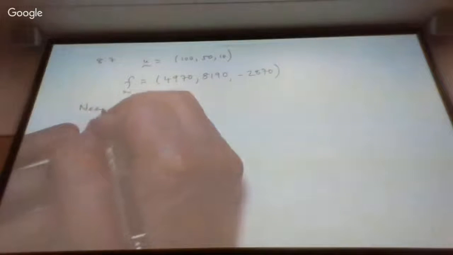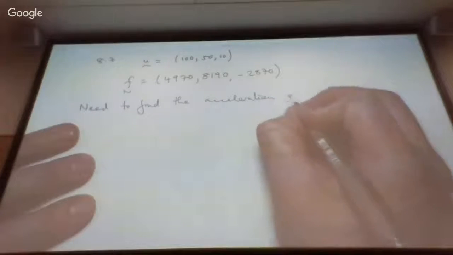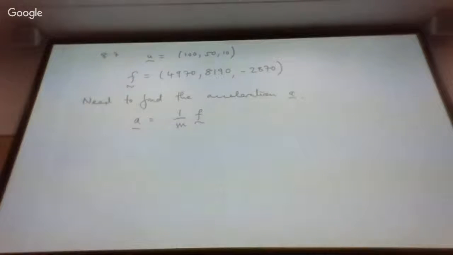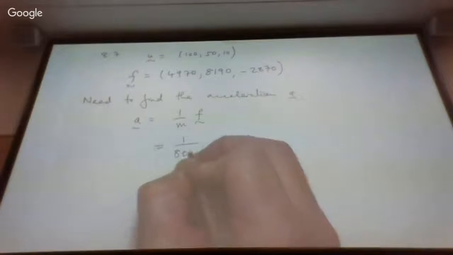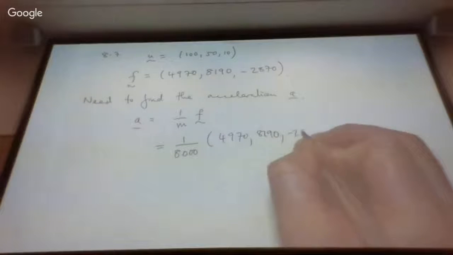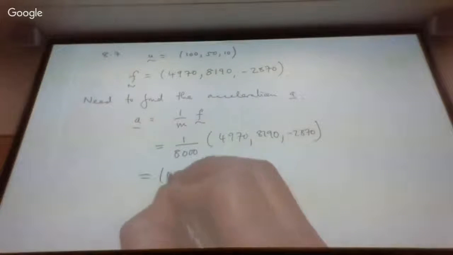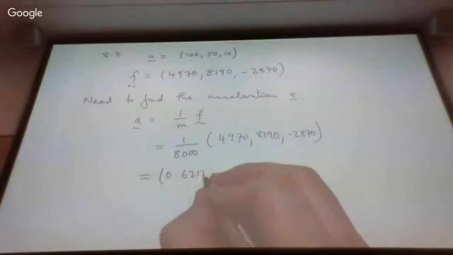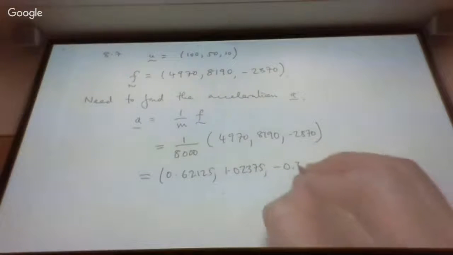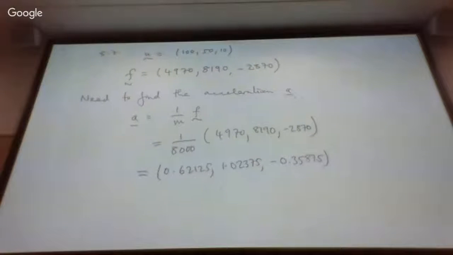Okay, so we need to find the acceleration. The acceleration a will be given as 1 over the mass times the force. So this is 1 over the mass of the object, which is 8 tons, 8,000 kilograms, times this force vector, 4970, 8190, 2870. I've calculated that beforehand, so this comes out as approximately, maybe exactly, 0.62125, 1.02375, minus 0.35875. This is the acceleration produced on the ship.